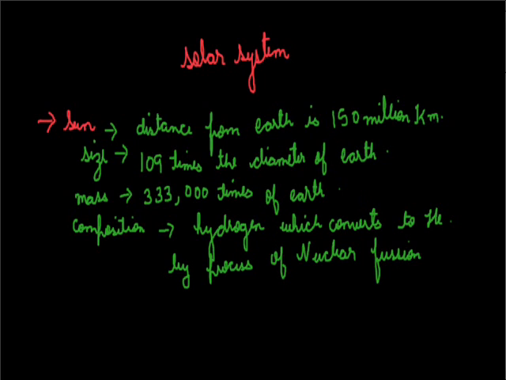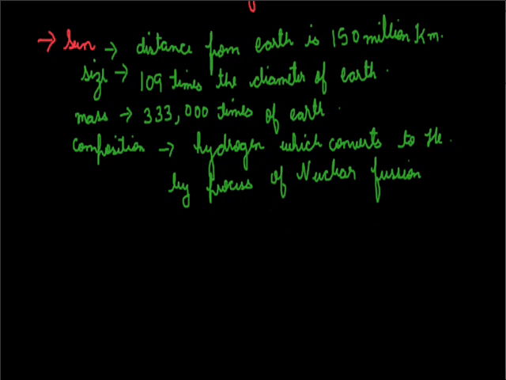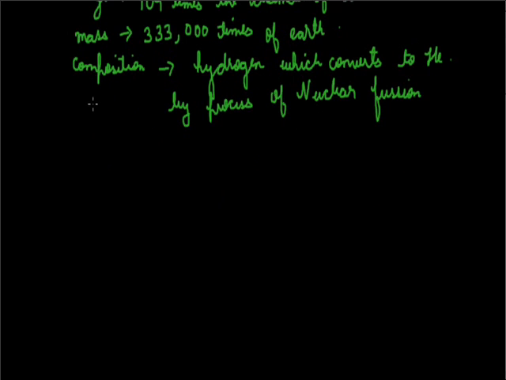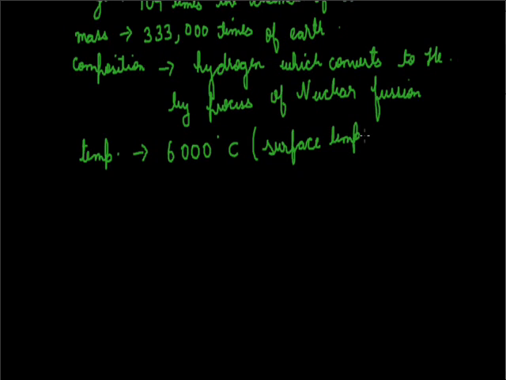Due to this process occurring in the sun, a large amount of heat and light is given out. Due to the large amount of heat released during this process, the temperature of the sun reaches 6000 degrees Celsius. This is the surface temperature of the sun. And if we talk of the center of the sun, the temperature is around 14 million times the surface temperature.